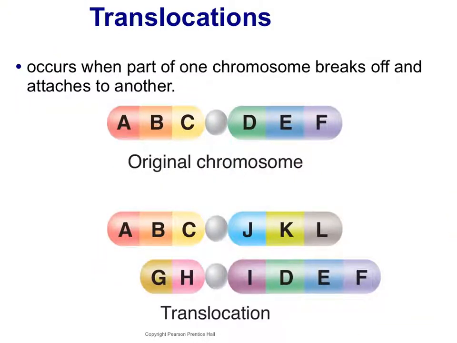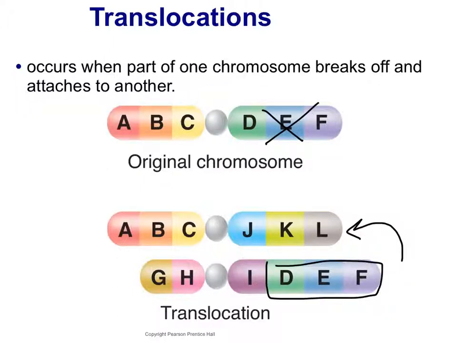And then translocation. One part of the chromosome breaks, and then it attaches to another chromosome. So we had our ABCDEF. The DEF broke off, so that was removed. It was replaced by JKL, and that DEF hooked in to where JKL used to be. You can see that this is changing multiple chromosomes, and as a result could result in even worse changes for the organism.